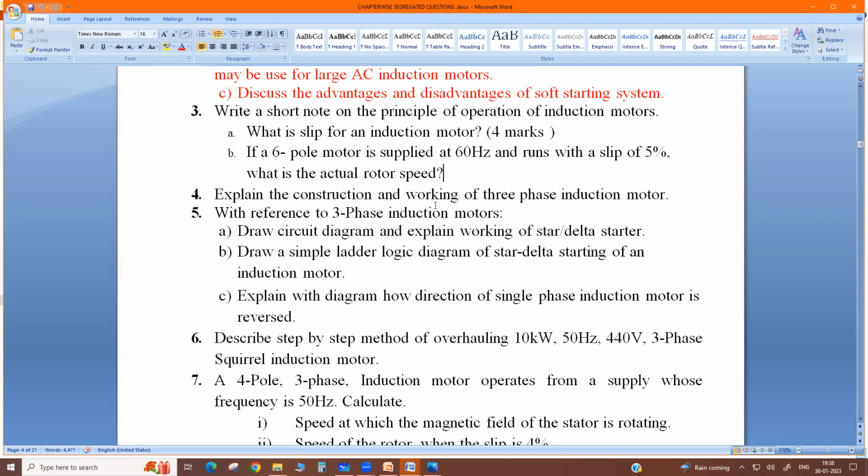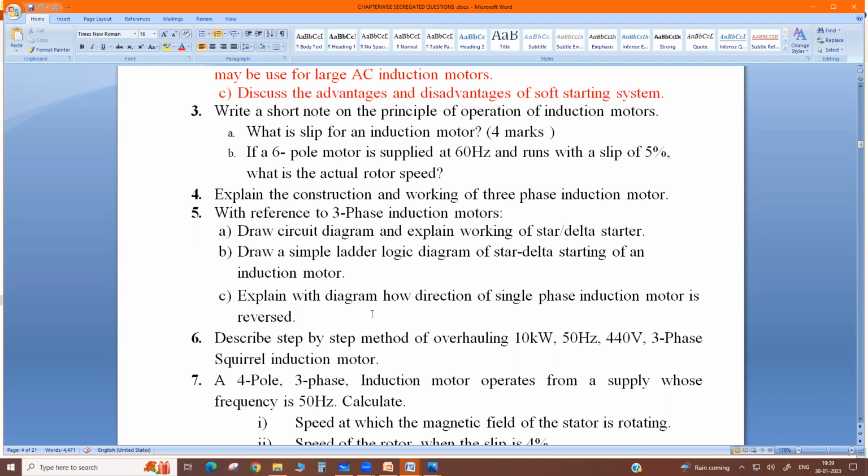Then construction and working principle of a three-phase motor. Now with reference to a three-phase induction motor, draw the circuit diagram and explain the working of a star delta starter. So here you draw the power circuit diagram of star delta. In the second question, the ladder logic diagram. Sometimes a different question is asked, okay? And the advantages and disadvantages of star delta.